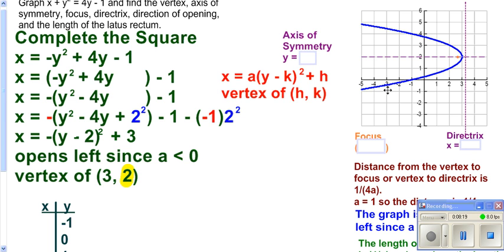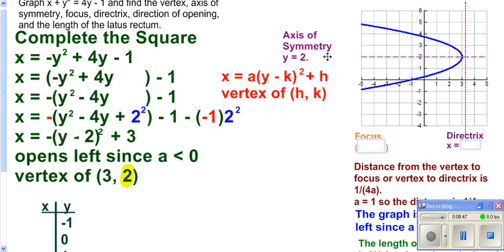Now, your axis of symmetry is always the line that cuts your graph in half. It's opening sideways, so it's going to be a horizontal line. In this case, it's a horizontal line at a height of 2, so it's y equals 2. It's always going to be the line that cuts your parabola in half, and it will always go through your vertex. The y-coordinate of your vertex was 2, so your axis of symmetry was y equals 2.